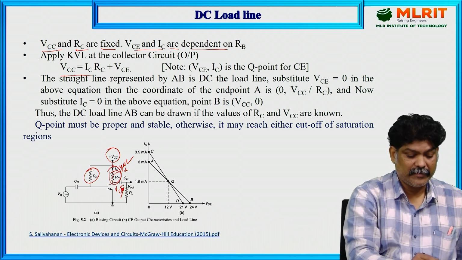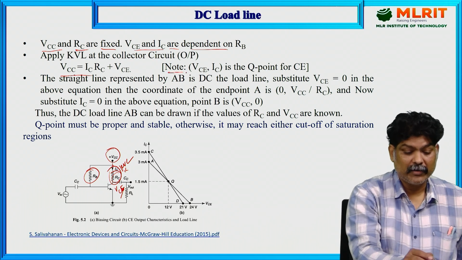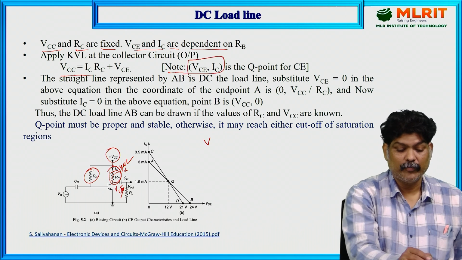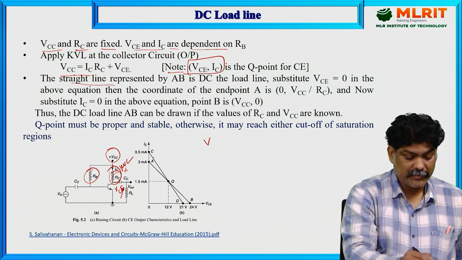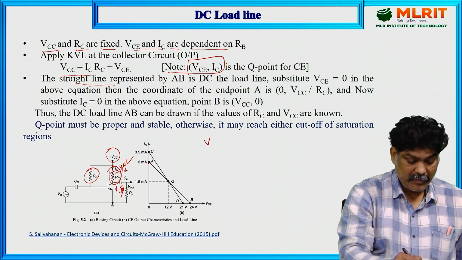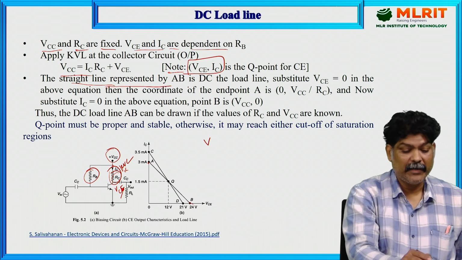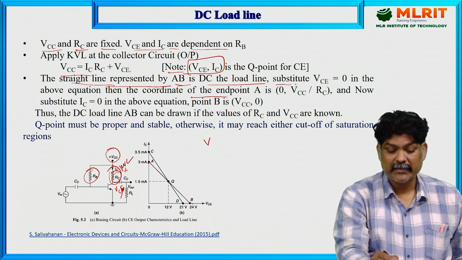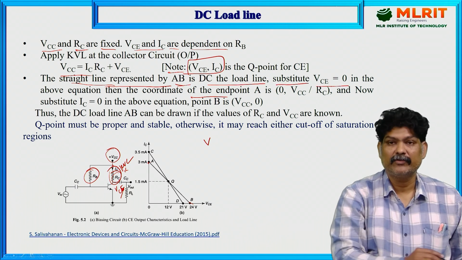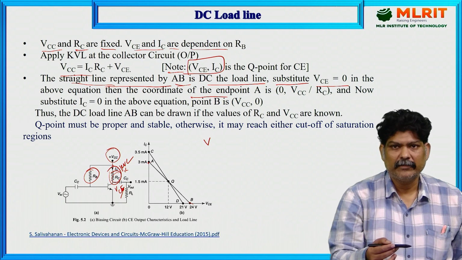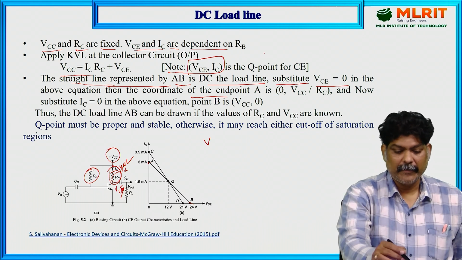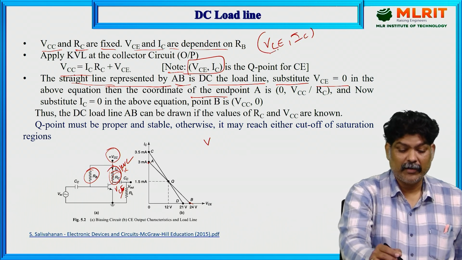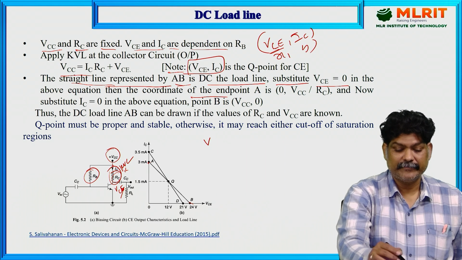So here we have VCE, and (VCE, IC) is the Q point, we know. The straight line AB with its endpoints, AB is the DC load line. Now substitute VCE equal to 0, in order to get the operating values. So this is (VCE, IC), where this is X and this is Y.